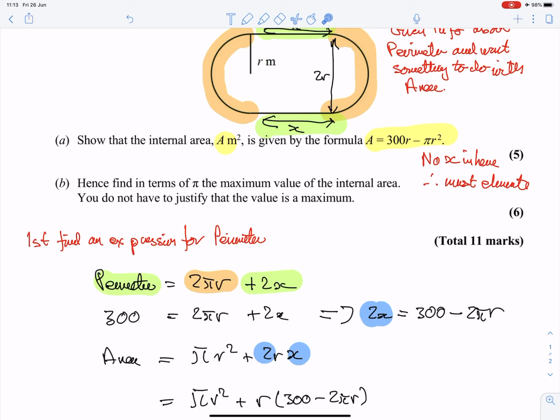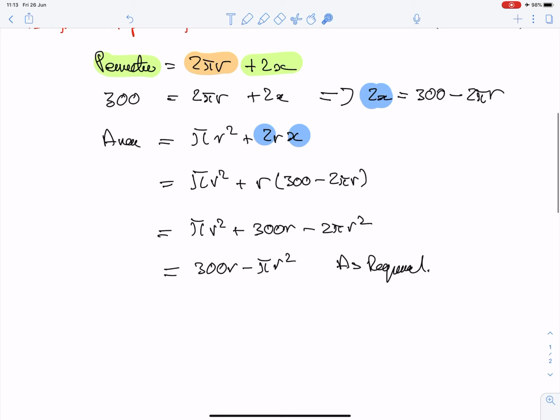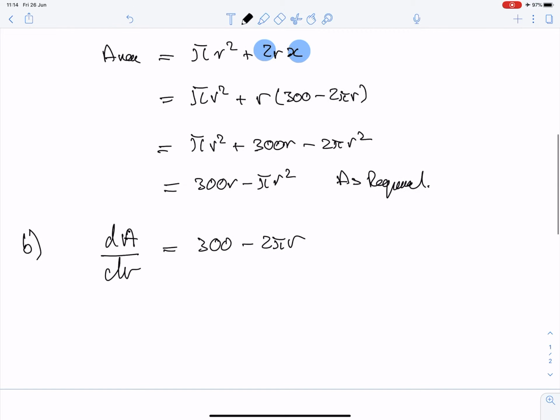Okay, hence find in terms of pi the maximum value of the internal area. You do not have to justify that the value is a maximum. So to find maxes and mins, we differentiate, don't we? So we're going to differentiate the area with respect to the radius. We're going to get dA/dr equals 300 minus 2 pi r. And the turning points occur when that is equal to 0.